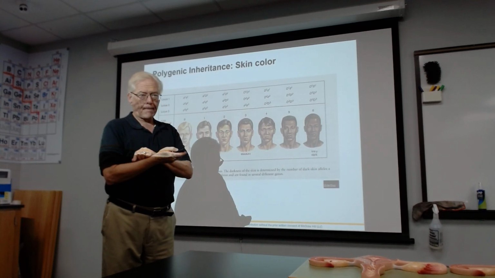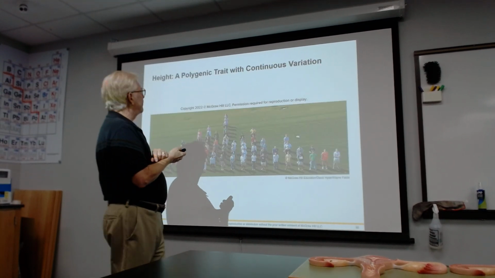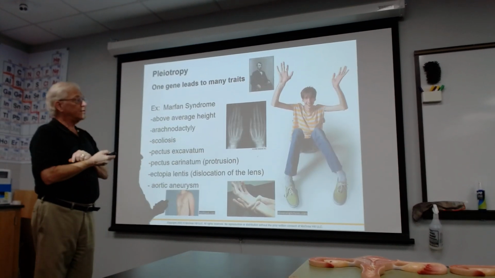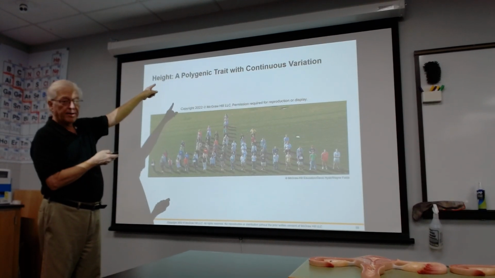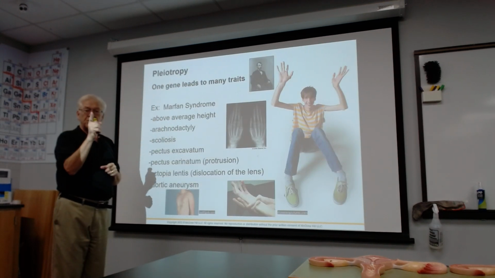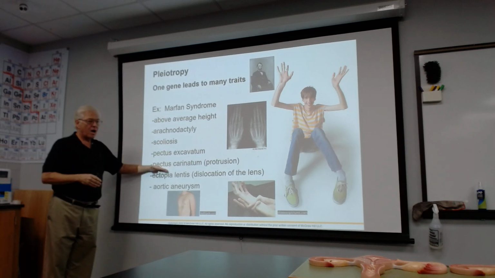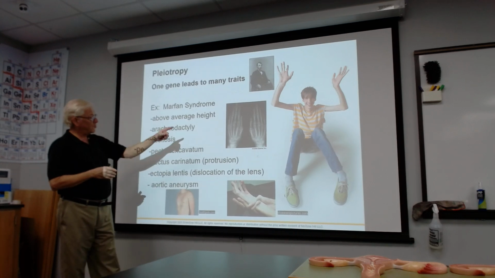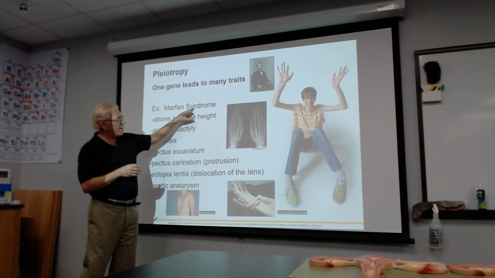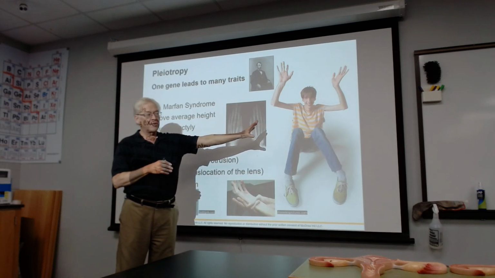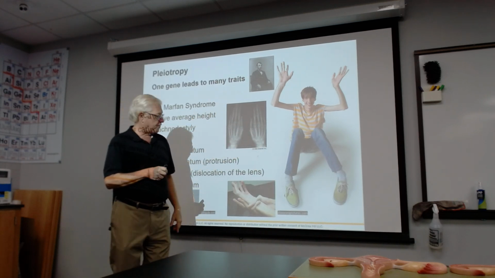Let's see. And then next is ABO blood system is an example. ABO blood type. Oh, the opposite of polygenic is pleiotropy. This is one gene gives you a bunch of traits. Got it? And the trait that is usually used is Marfan syndrome. You're usually over 6 feet tall, very thin, and very long fingers.